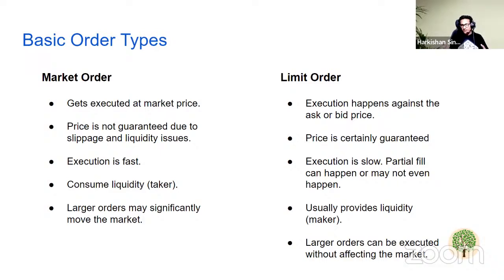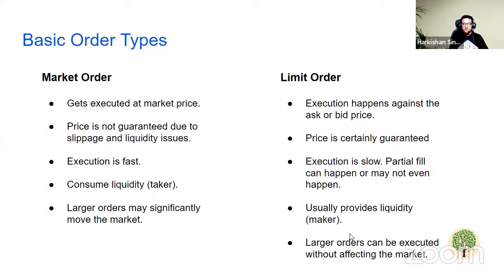As the limit order gets to the exchange, it gets converted to either a bid or an ask, depending on whether you want to buy or sell. Execution is slow. Sometimes you might get a partial fill. A partial fill is when, suppose you want to buy 100 shares, only 50 of your shares get fulfilled, and the remaining 50 are still standing. That is very common. And usually these limit order players are considered makers.